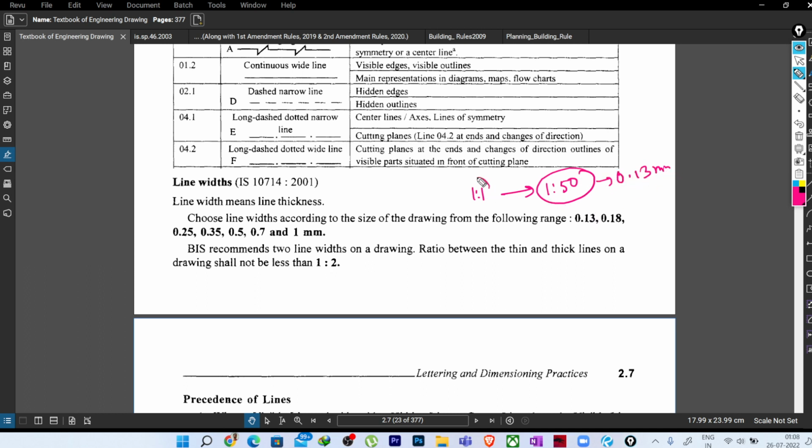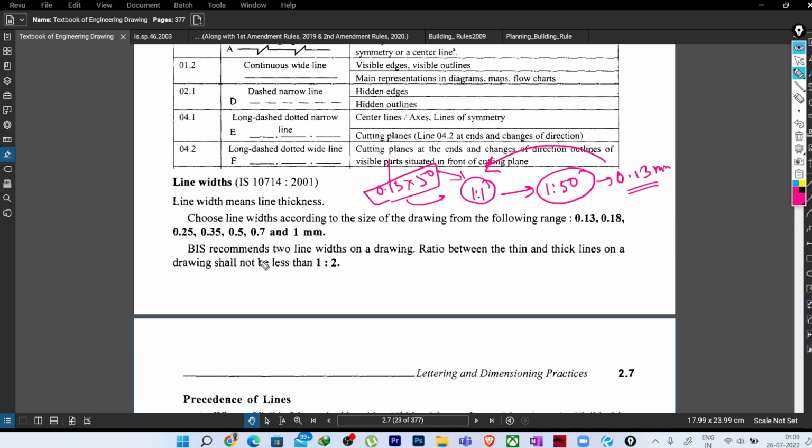Okay, that means in the 1:1 scale drawing, we need to scale it up, so it will be 1.3 multiplied by 50, and whatever it comes to, we need to make the dimension size as this in our 1:1 drawing. Then while putting it on the paper, we will get this 0.13 mm automatically. Okay, so in software we'll be doing the same. Okay, so these are the line widths.